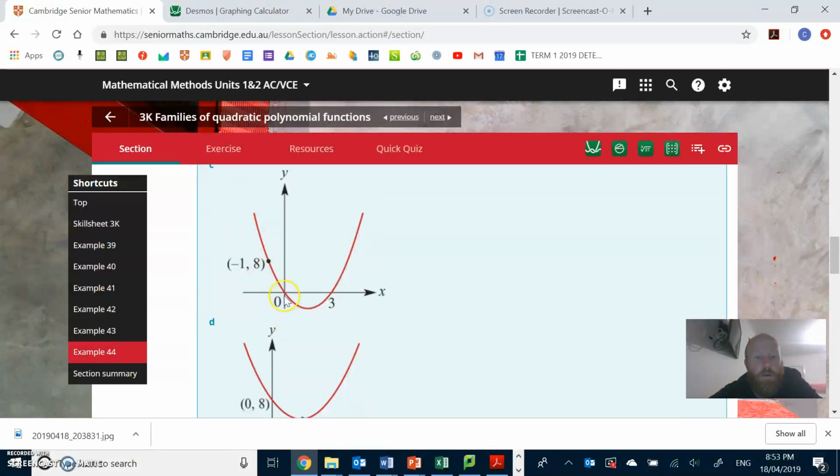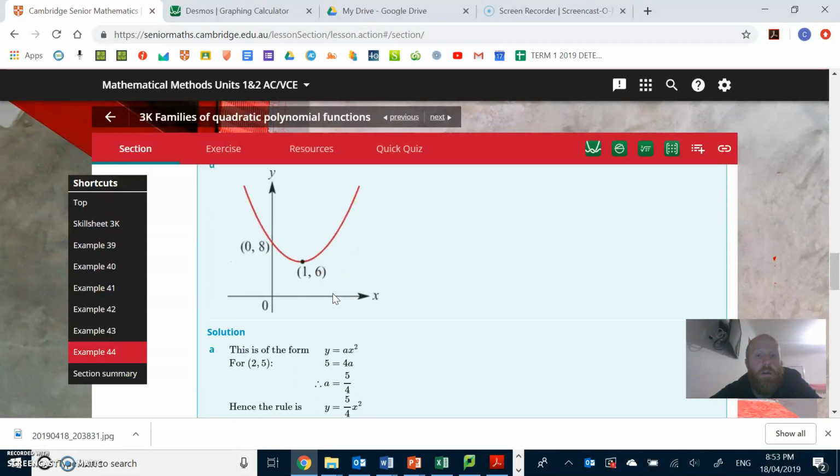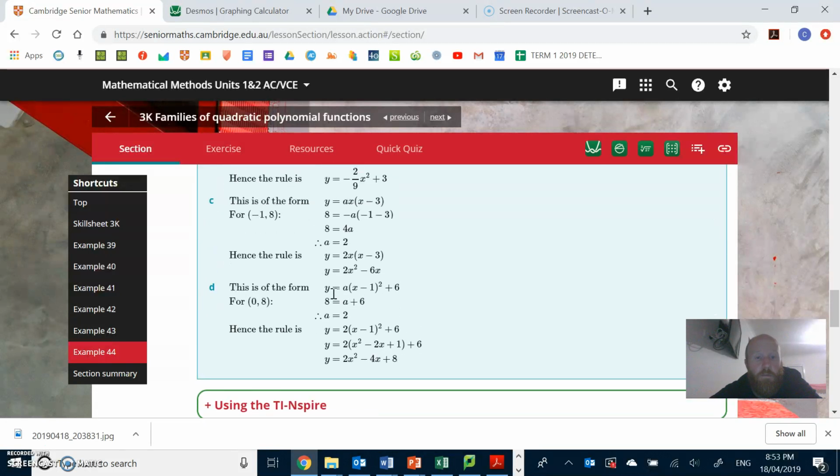C, here we go. I see 2 intercepts and I see another point, which is some information. So one of the brackets would be x minus 0, which is just x, and the other bracket would be x minus 3. They've put it in the form as x minus 3 and x minus 0. They've skipped the 0 bit and just called it x. And the dilation factor out the front. Go through, do the maths, put in the other points, and come up with the equation.